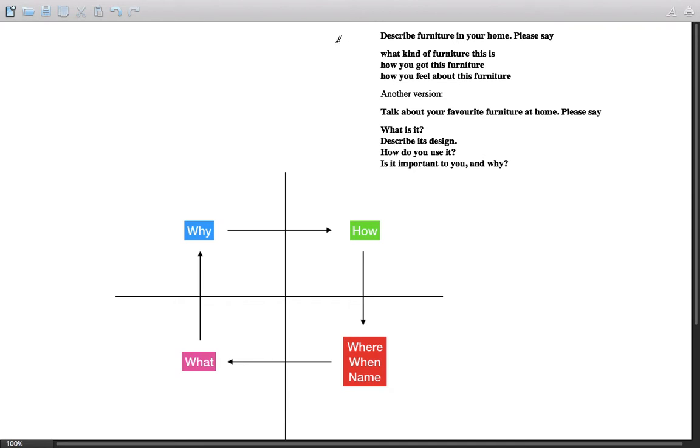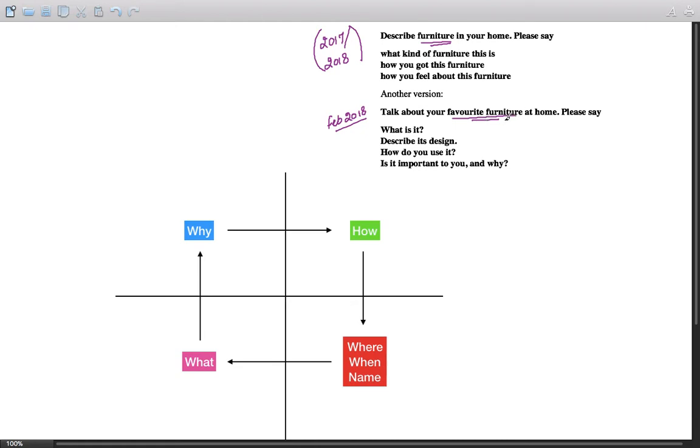This is a topic that was asked in 2017 and several times again in 2018 as a cue card. The question is, describe furniture in your house. So this is in the Journal you're talking, the question is about furniture. A similar variant which was asked recently in February 2018 was about the favorite piece of furniture. What do you like the most about furniture in a house? Any one piece of furniture.